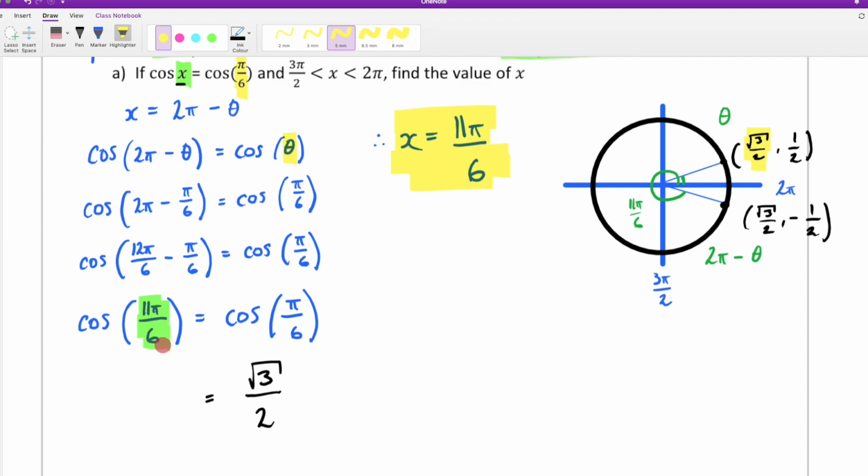So cos of 11 pi on 6, there's 11 pi on 6. Cos is my x values, so it's going to be this. Cos of 11 pi on 6 is the square root of 3 on 2. So I come over here and I'm going to write that this is the square root of 3 on 2. And hey presto, look, the square root of 3 on 2 equals the square root of 3 on 2. That's a true statement, which means that x is equal to 11 pi on 6. Hopefully this enables you to understand what we're doing when answering these types of questions.